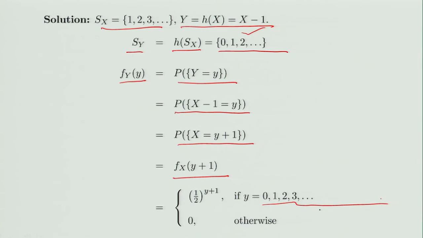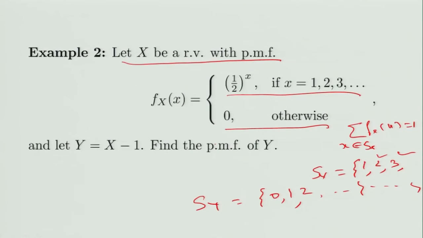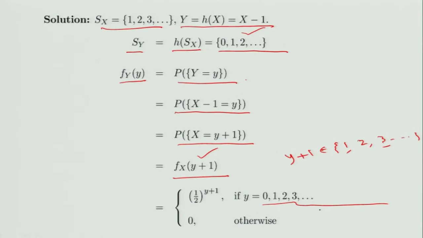If y is 0, 1, 2, 3, and so on, then y plus 1 belongs to 1, 2, 3, and so on. So it is f_X when the argument is 1, 2, 3, and so on. And I know that when the argument is 1, 2, 3, and so on, f_X(x) is the same as 1 by 2 to the power of the argument. Now in this case, since the argument is 1, 2, 3, and so on, f_X(y plus 1) would be the same as half to the power of the argument, which is y plus 1, for y equal to 0, 1, 2, 3, and so on, and 0 otherwise. So this is another example.